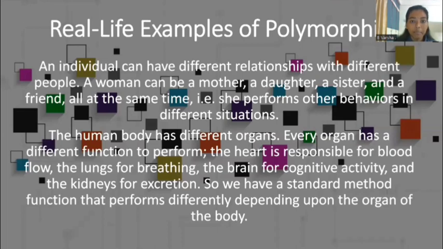Coming to real life examples of polymorphism. An individual can have different relationships with different people. A woman can be a mother, a daughter, a sister, and a friend all at the same time. That is, she performs different behaviors in different situations. Second example is the human body has different organs. Every organ has different functions to perform. That is, the heart is responsible for blood flow, the lungs for breathing, the brain for cognitive action, and kidneys for excretion. So, we have a standard method or function that performs differently depending upon the organ of the body.